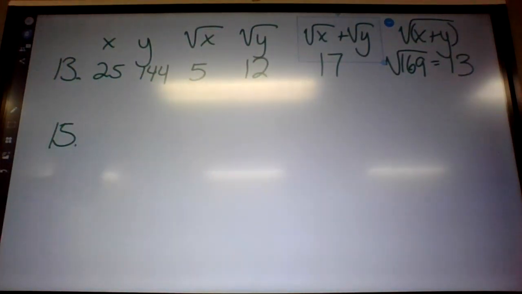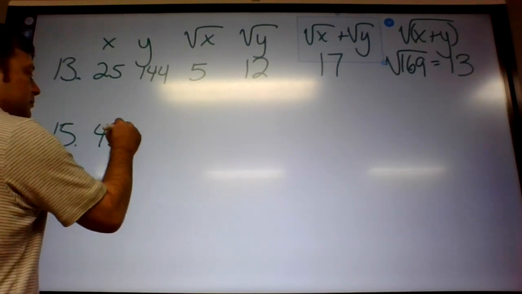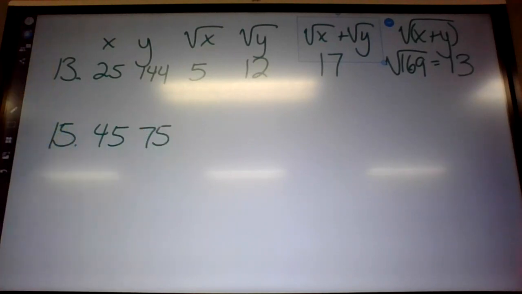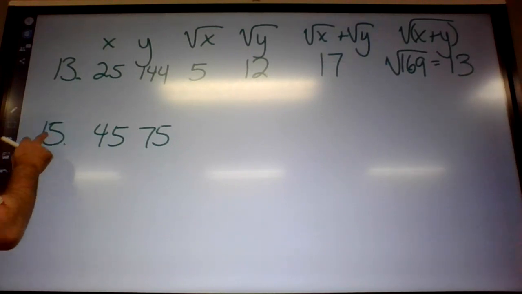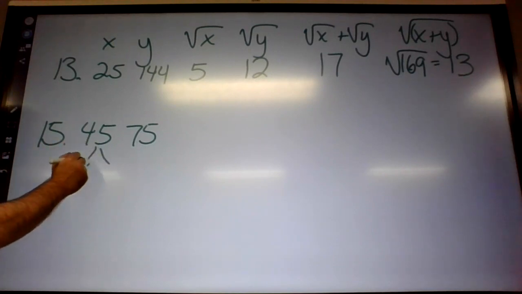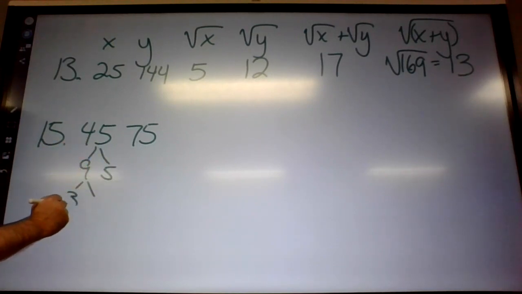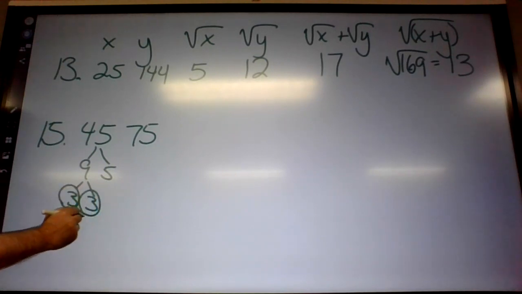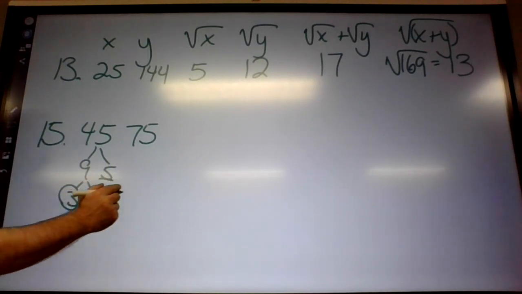All right, 15. 45, 75. Yeah, this one's a mess. Hannah, how are we going to find the square root of 45? Well, it doesn't come out nice, right? So how do we simplify? Yeah, you can do the tree. Yeah. So, right, good.